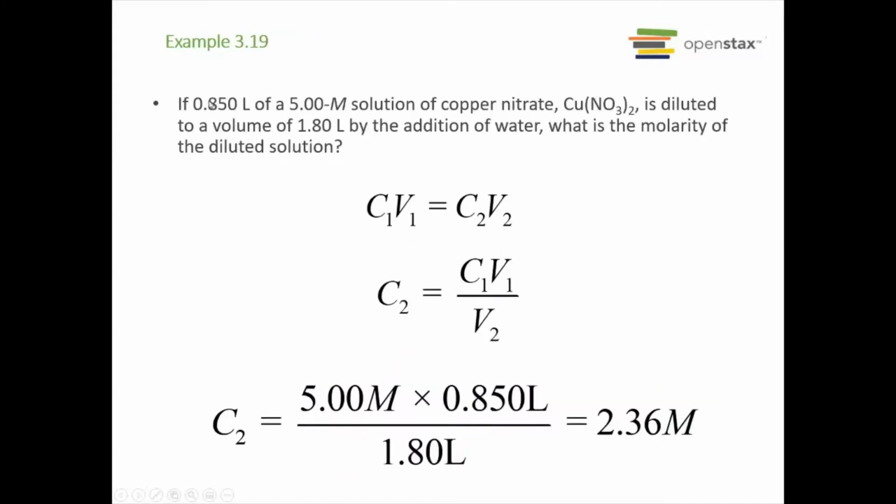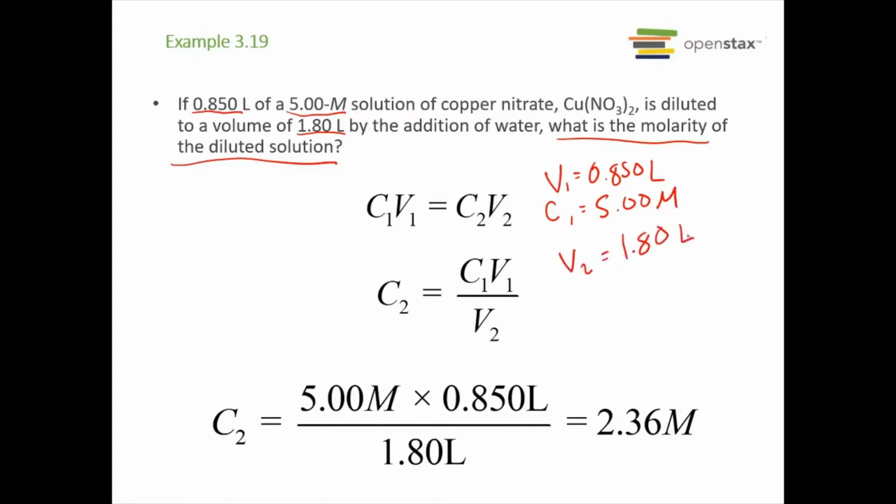So to start, here's one. We're told if 0.850 liters of a 5 molar solution of copper nitrate is diluted to a volume of 1.80 liters by the addition of water, what is the molarity of the diluted solution? So we're told a V1 of 0.850 liters. I'm sorry, I first said C1, but that's V1, and that's liters, not molar. We're told C1 is 5.00 molar, and we're diluting it to a V2 of 1.80 liters.